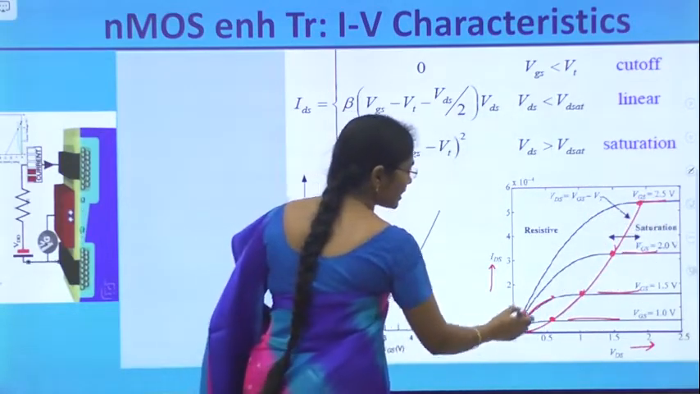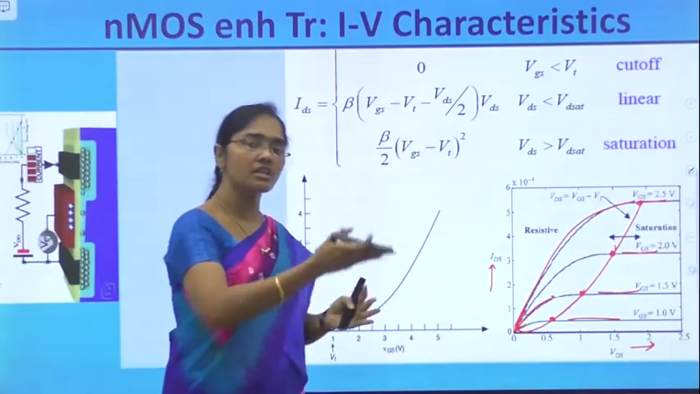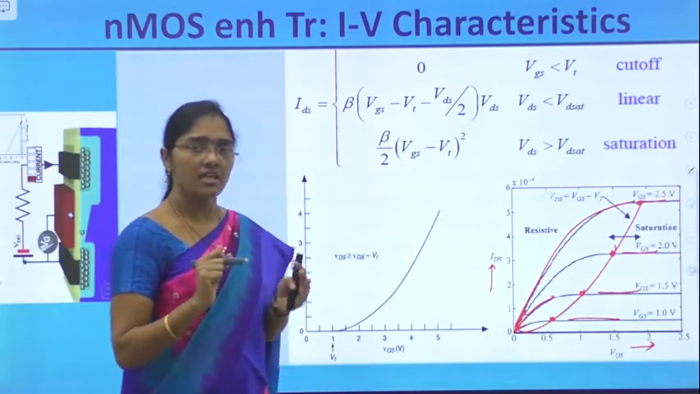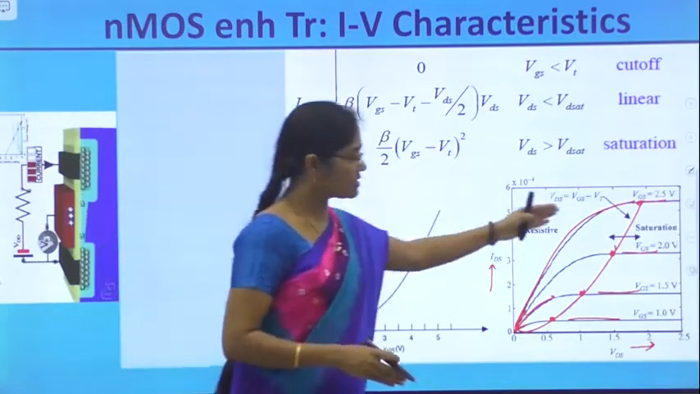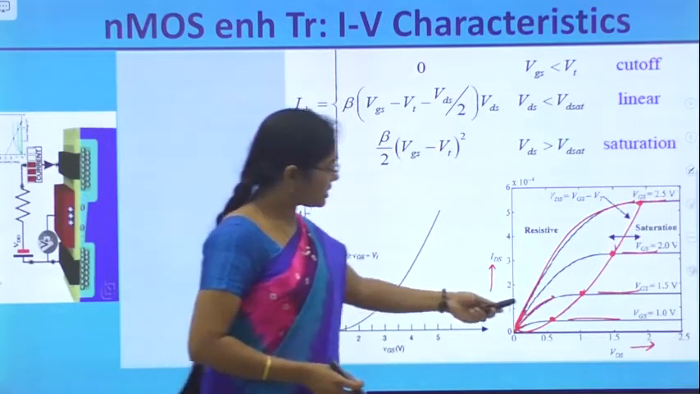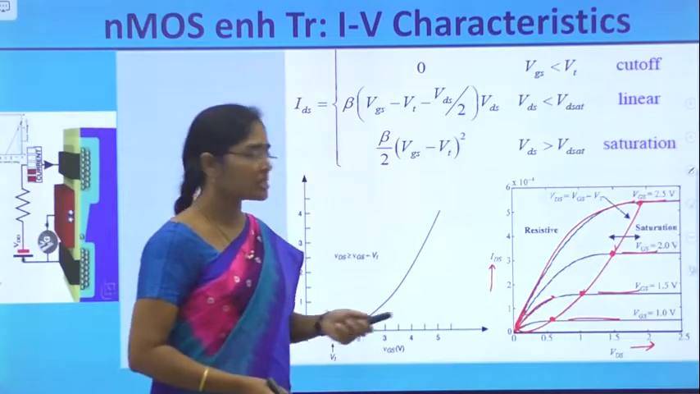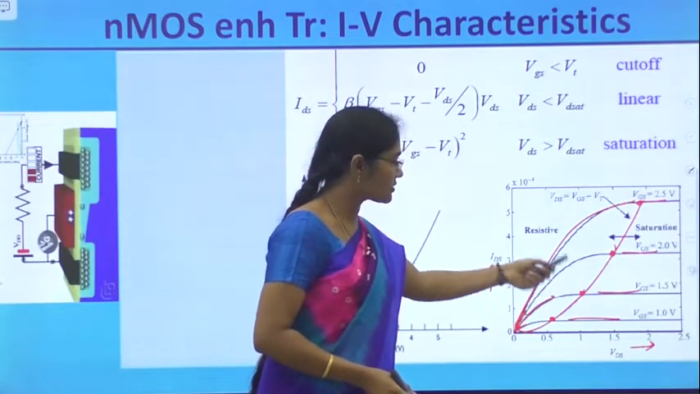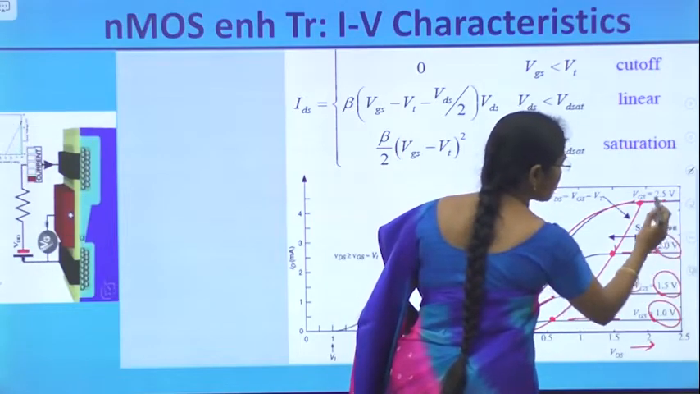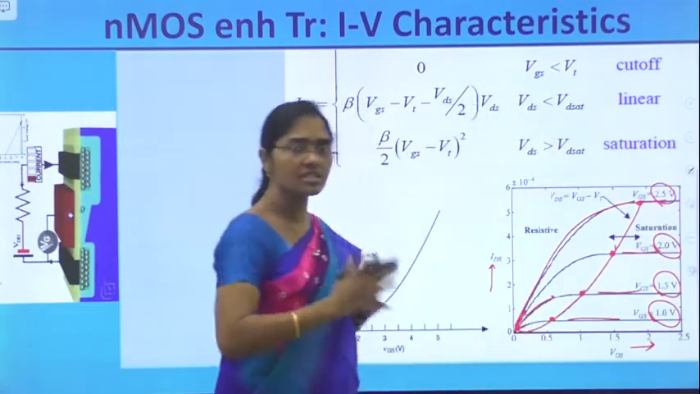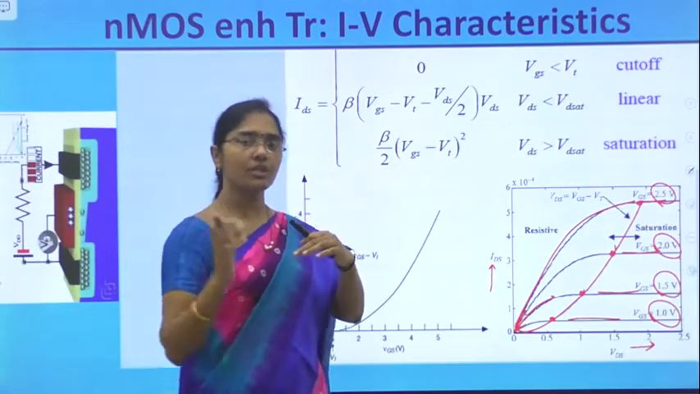Current is starting from zero and it is increasing till it reaches the saturation region. And it stops and maintains the same value in the saturation region. Here these different graphs are showing different values of gate to source potential, different VGS. VGS is plus 1, plus 1.5, plus 2 and plus 2.5. When VGS is increased, channel height is increased. Therefore, more carriers will be moving.